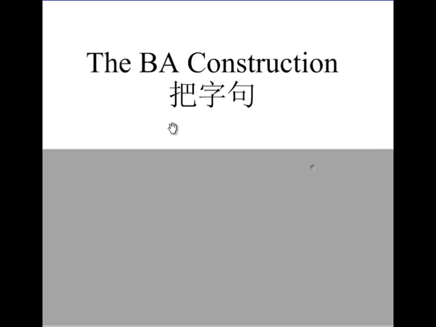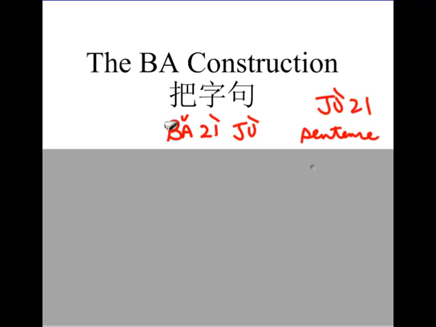First of all, as you see here, we have the Chinese name for the ba construction, and this is simply ba zi ju, literally the "ba word sentence." You might remember that the word ju is the word for sentence in Chinese. Ba zi ju. The word ba in Chinese essentially means to take something, and we're going to be using this to describe taking something and doing something to it.